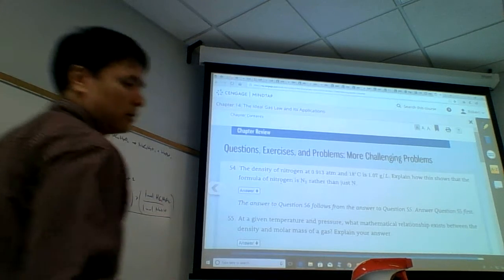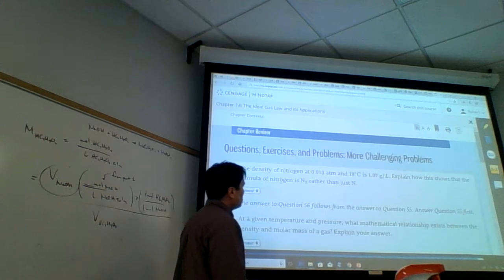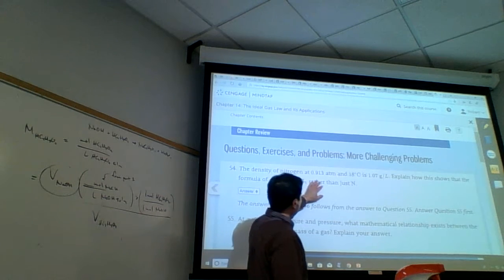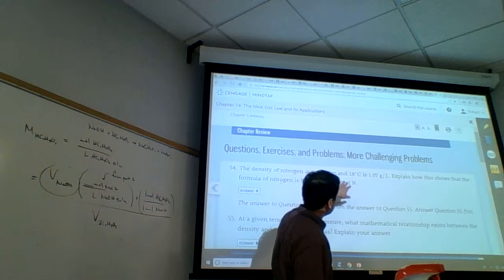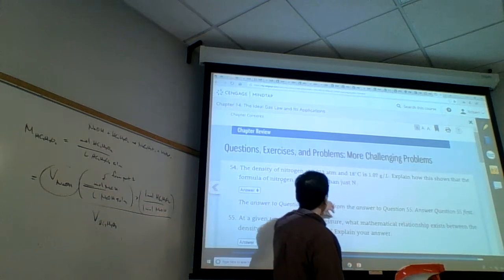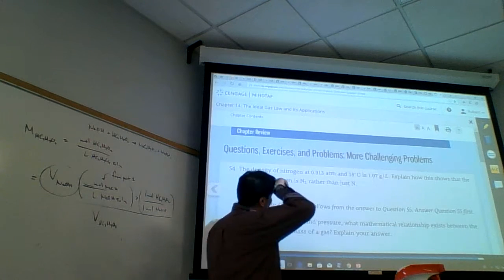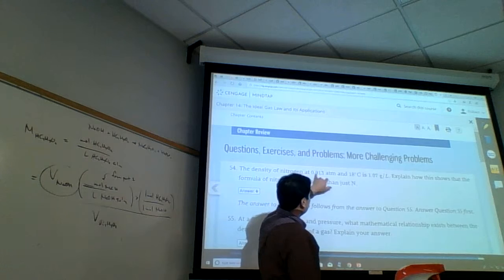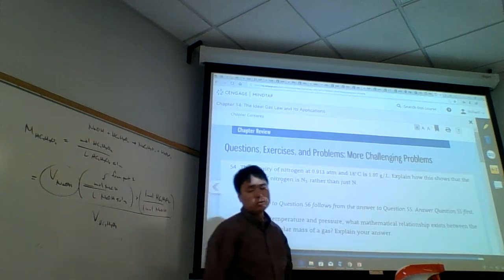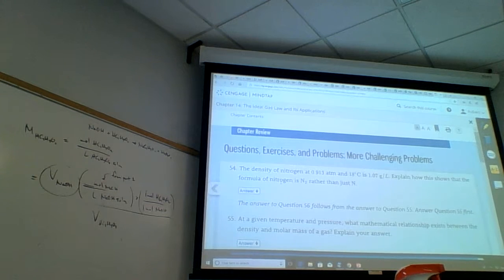All right, the next problem I think is this one, the density of nitrogen. So we can calculate the density using the equation. Actually, they give us the density, 1.07 grams per liter under these conditions here. Explain how this shows that the formula of nitrogen is N2 rather than just N. Well, if we know the density and we know the atmospheres and the temperature, then we can calculate the molar mass. And the molar mass is related to the density.